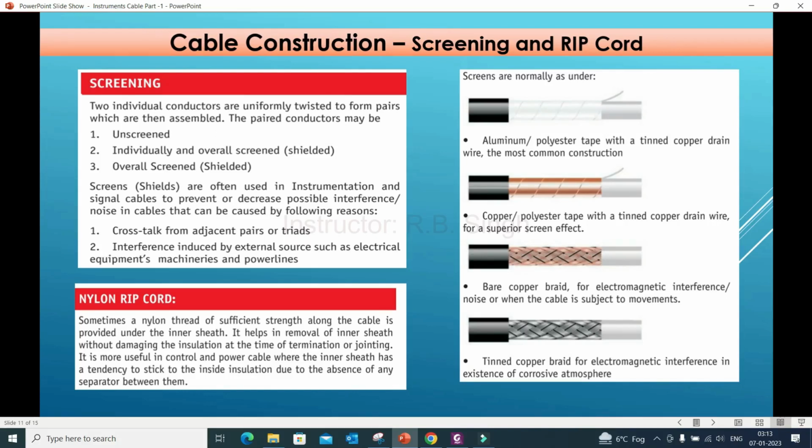As I told you, the screening or shielding is required to eliminate interference, like noise in the cable, which can come from electrical cables going in parallel to the instrumentation cable, or sometimes crosstalk from the adjacent pair or triad. The screening or shielding will eliminate these types of interference signals. And the nylon ripcord is used for providing sufficient strength along the cable so that the inner sheath is not damaged while removing it.